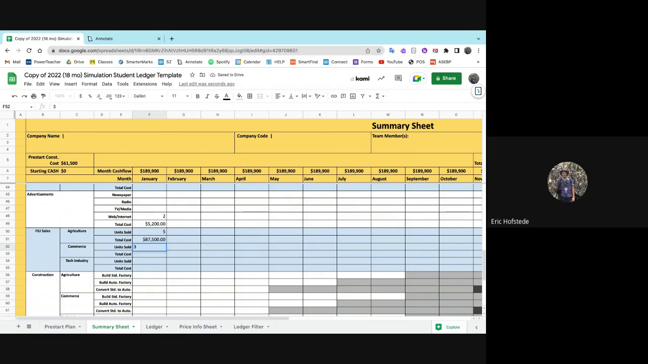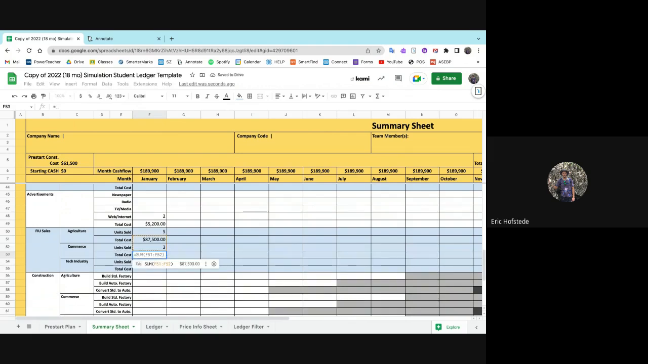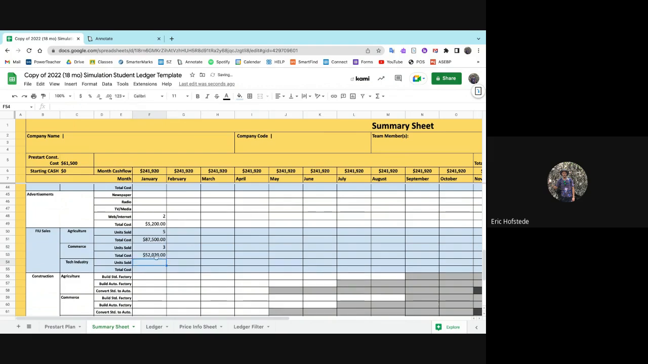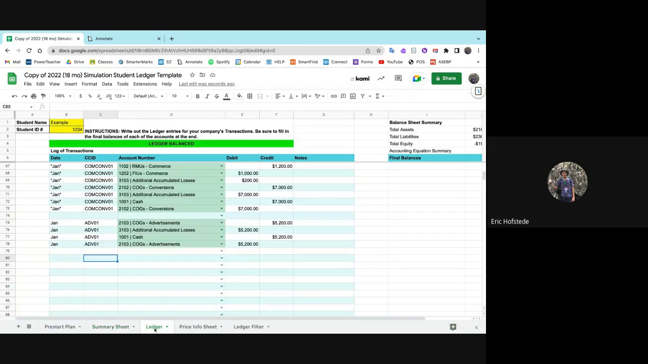And my commerce, maybe I sold them for even more. So this is equal to, I sold 3, and each of them was worth $17,000. Wow, good month. And maybe this ad boost was only 2%. Maybe it didn't go well. So it's going to be 1 plus 0.02, so 1.02 for 2%. All right. Those are my FIU sales. So I need to now record that. All right, these are my commerce or my agriculture FIUs.